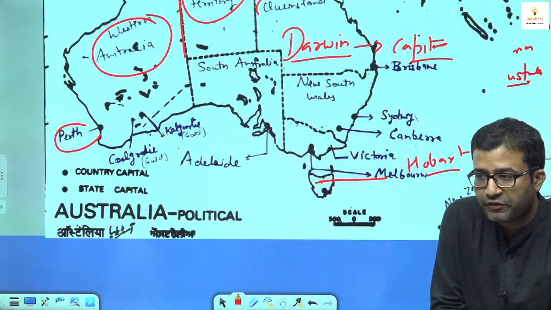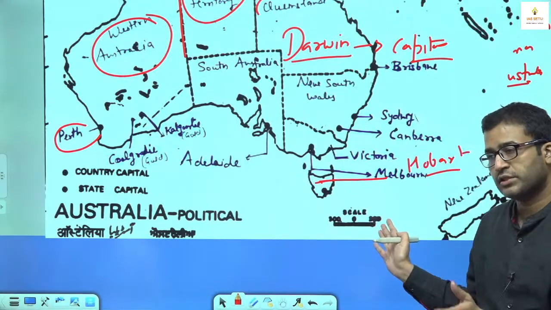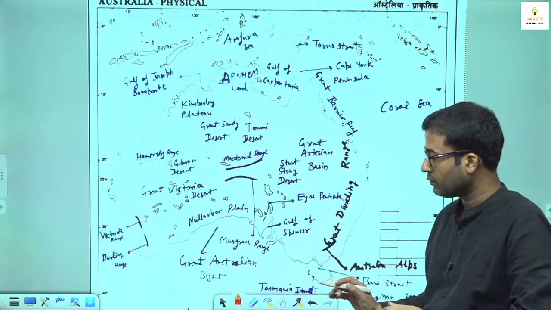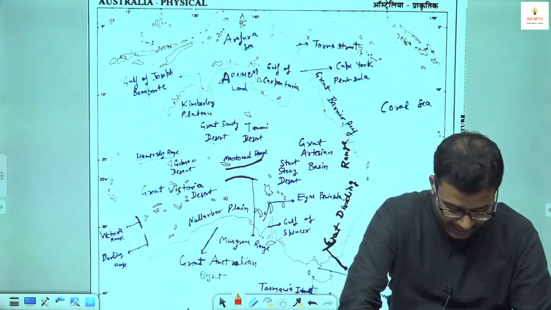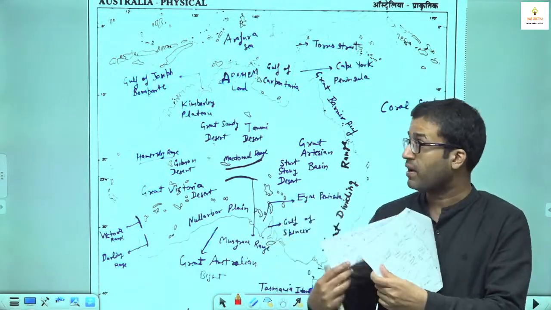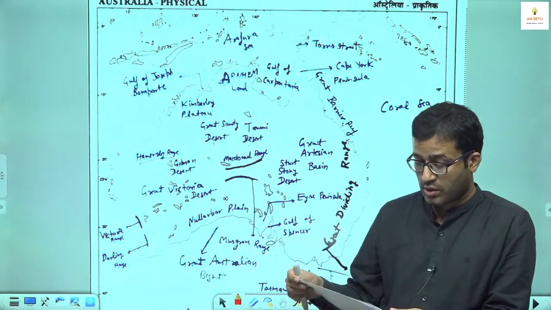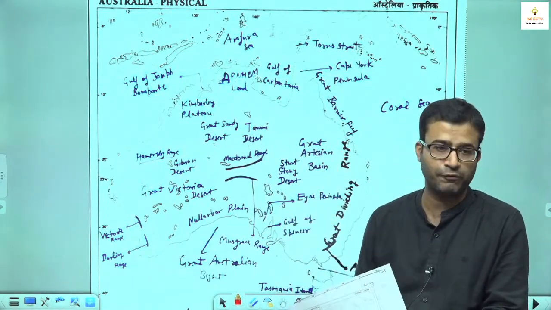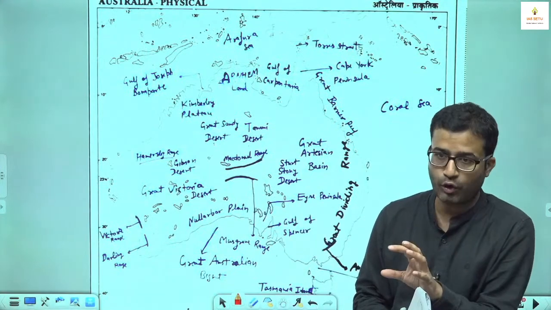Now we will see the physical features of Australia, and plus New Zealand we will see. So you can see the next map. In this next map, first we will see the coastline. We will follow the same structure for other continents also.